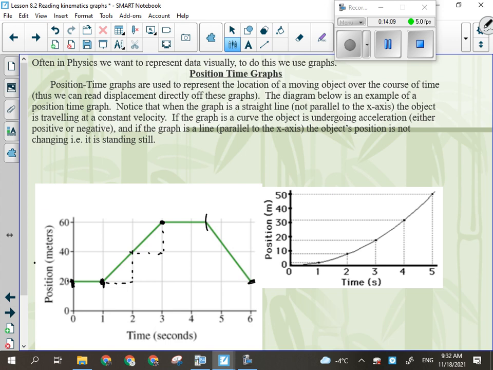Now there are some things that we might be able to calculate from this graph. Looking at this graph, what is the total displacement of the object over the whole trip? 0. Okay, how do we know that? Yeah, it goes back to its starting position. Remember that displacement is final position minus initial position. My final position is positive 20 meters. My initial position is positive 20 meters. 20 minus 20 is 0. Didn't go anywhere.